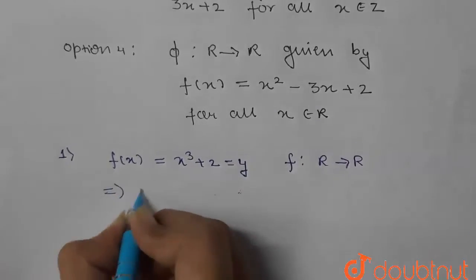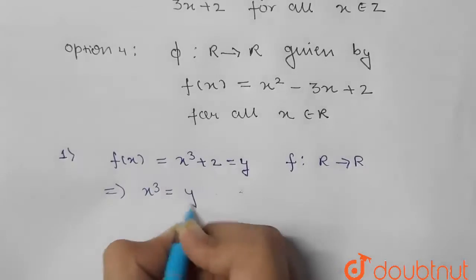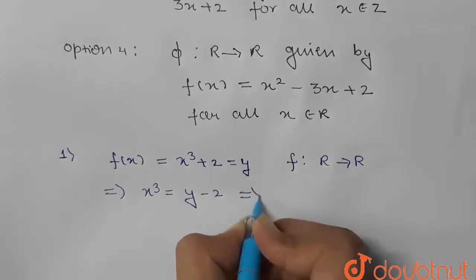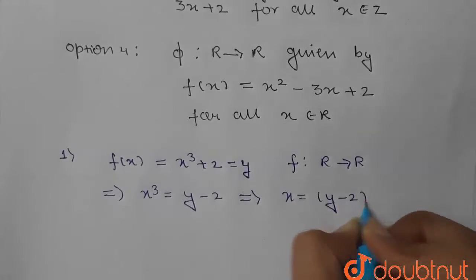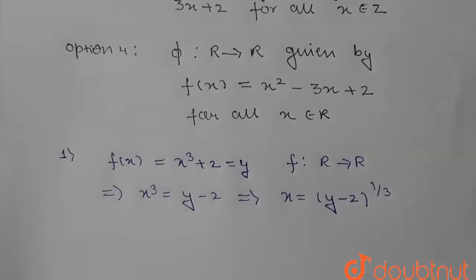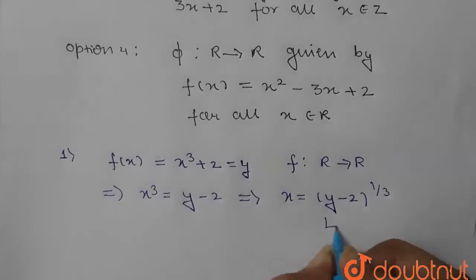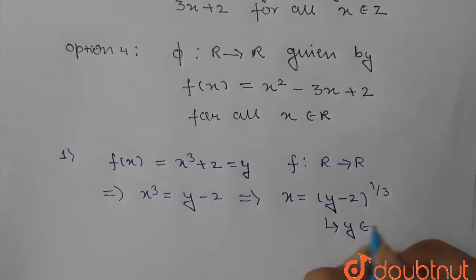Okay, so if I talk about the first option, we are given that f of x is equal to x cube plus 2, where the function f is from R to R and x belongs to real. So I can take this function equal to y. From here we get x cube equal to y minus 2, so the value for x will be y minus 2 to the power 1 by 3, where y belongs to real numbers.